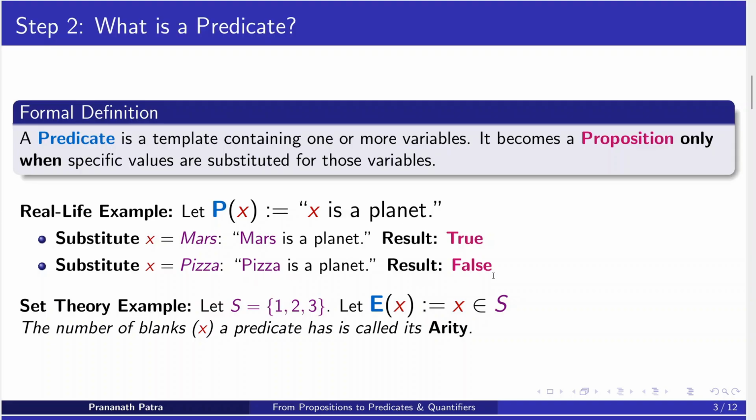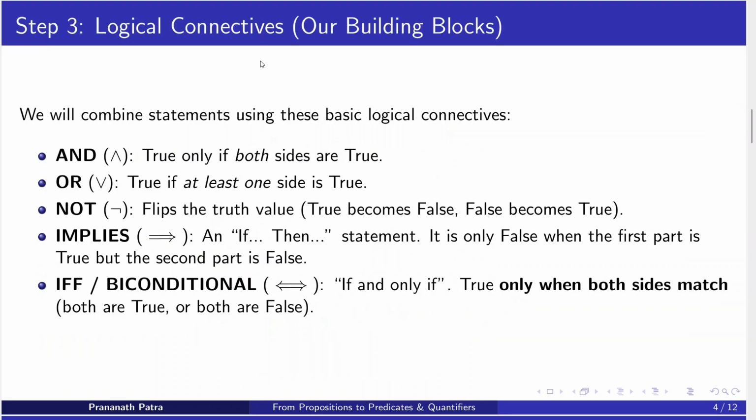But if we substitute x with pizza, the statement becomes pizza is a planet, and the result is false. In set theory, let's set S be 1, 2, and 3. We can define a predicate E of x as x is an element of S. Also, it is important to note that the number of blanks or variables like x that a predicate has is called its arity.